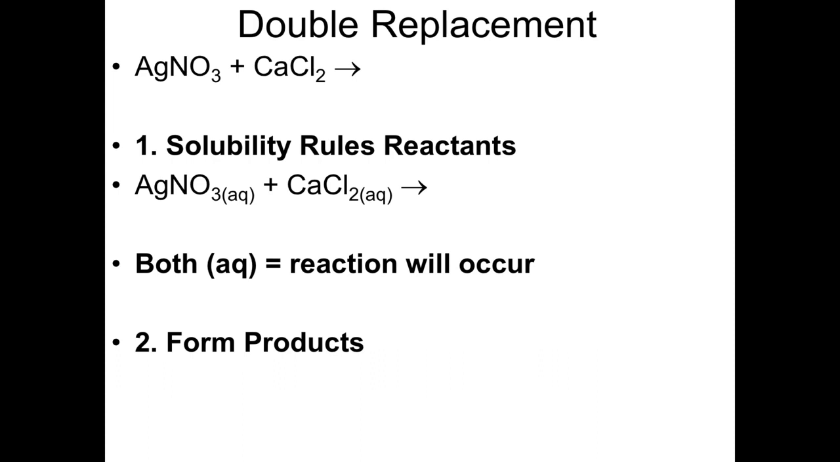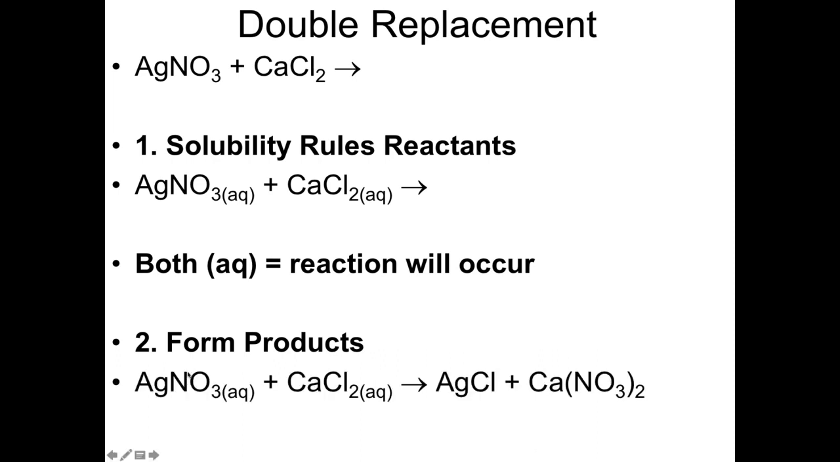So the next thing we do is form products. I'm going to bring Ag and Cl together. Ag is +1, Cl is -1, so it's AgCl. Calcium is +2, nitrate is -1, so the formula for this will be Ca(NO3)2.